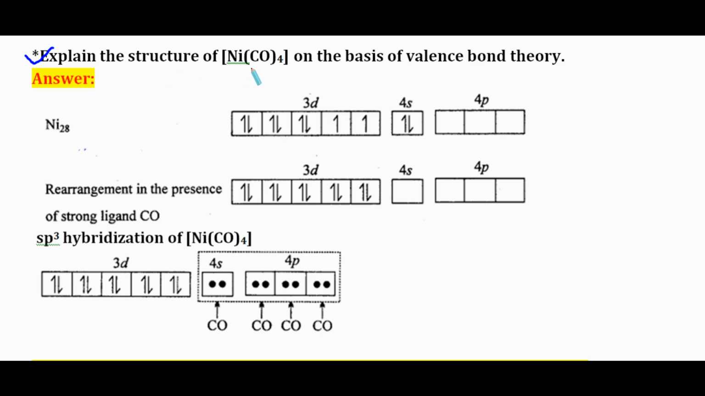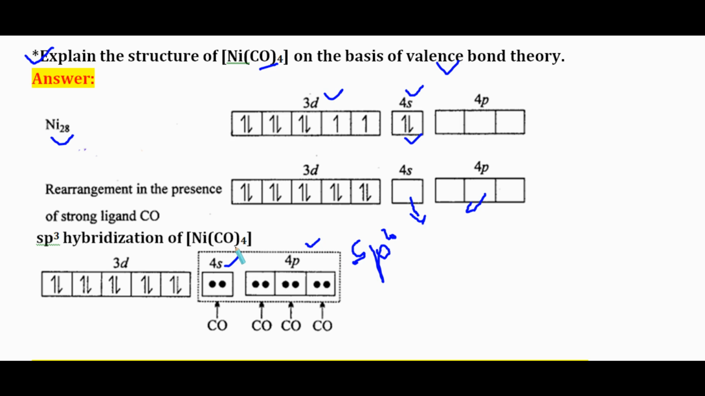Next question, explain the structure of Ni(CO)4 on the basis of valence bond theory. Nickel has 28 electrons and the outer orbit is arranged such that 3d has 8 electrons and 4s has 2 electrons. These electrons are paired in this form and 4s orbital is empty. Now number of ligands is 4, so 4 orbitals are required to form the complex compound. So 1 orbital of 4s and 3 orbitals of 4p are hybridized to form sp3. This is 4s, 4p and orbital name is sp3 hybridized.